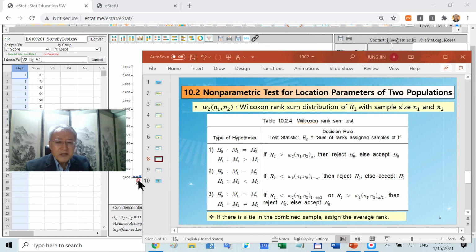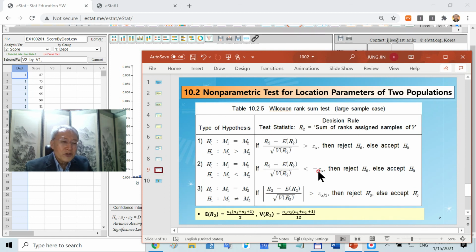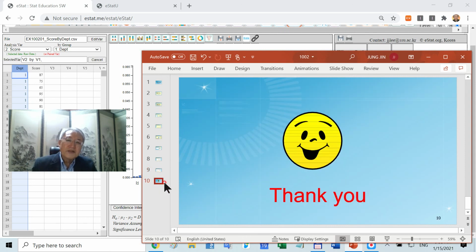It is similar. But in the case of a large sample, you may use a normal approximation with the mean looking like this and variance looking like this. Using this normal sampling distribution, if it is in the middle, then we will accept. If not, depending on the alternative hypothesis, check the right tail, left tail, or two tails. That's it for section 10.2. We'll discuss the paired sample case in the next lecture.